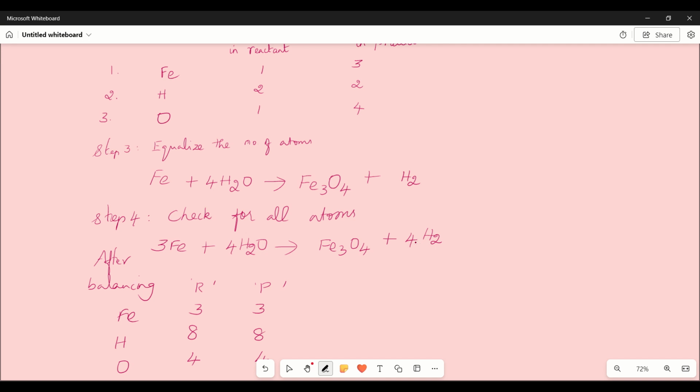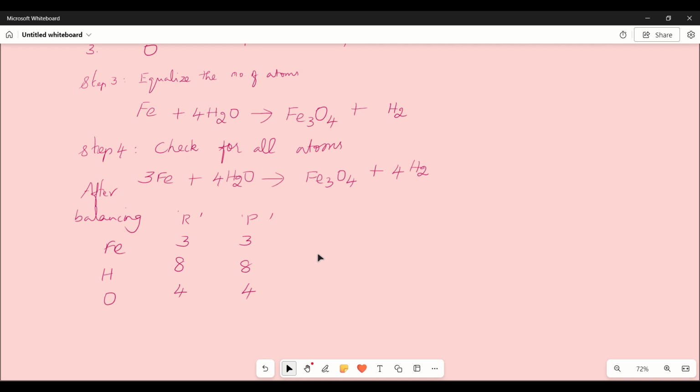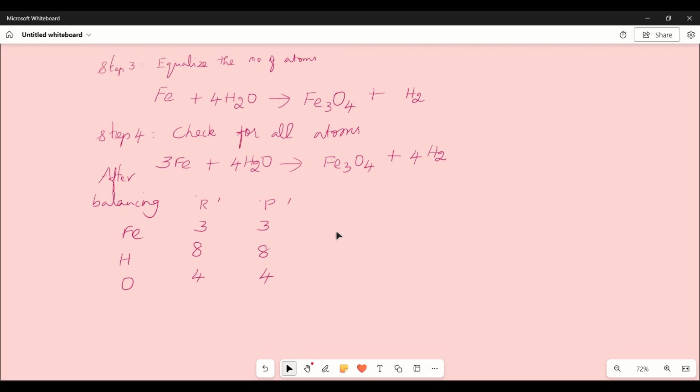Now after balancing, recheck again. Let us recheck and see whether all the elements have the same number of atoms on both the sides of the equation. Reactant side iron 3, product side 3. Hydrogen 8 atoms, here also 8. Oxygen 4, this side also 4. So this is the balanced chemical equation.